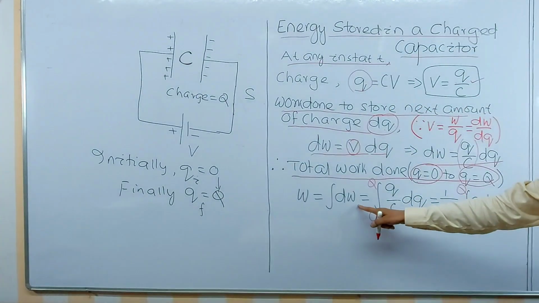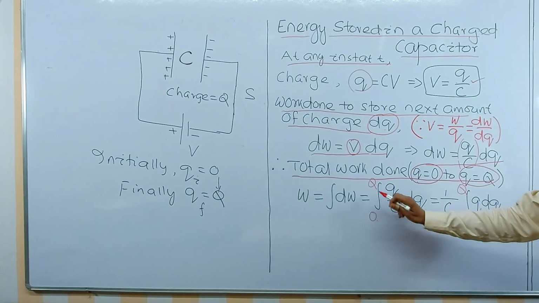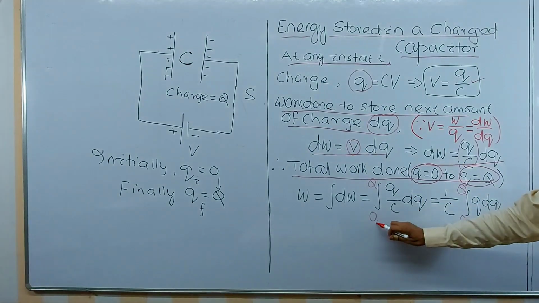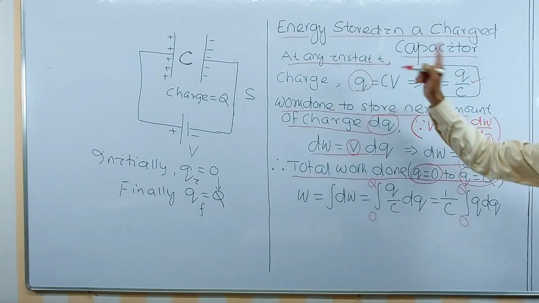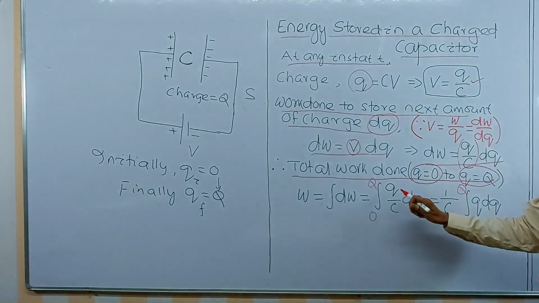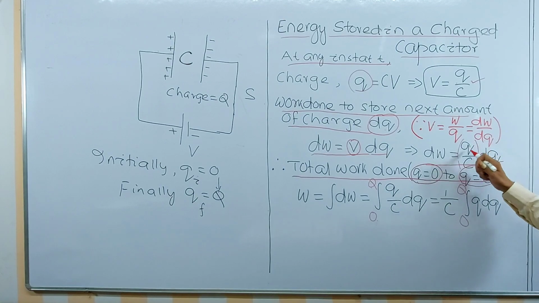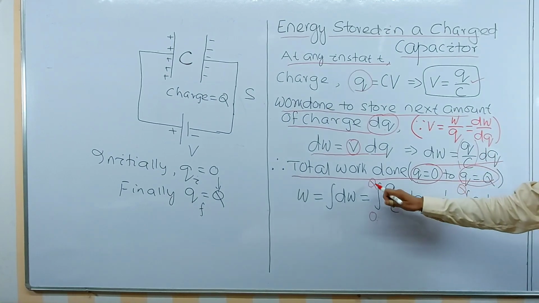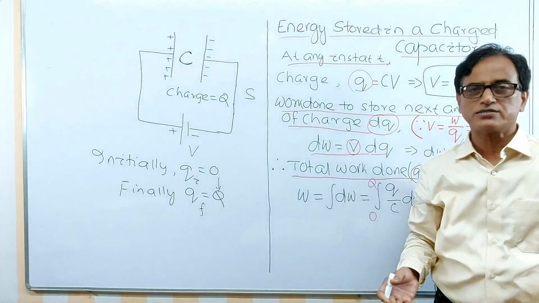The total work done can be obtained by integrating this expression from 0 to capital Q. Initial value is 0, final value is capital Q. At any instant t in between the minimum and maximum charge, the work is Q by C into dq. We can write integration from 0 to Q of Q by C dq, C being constant.